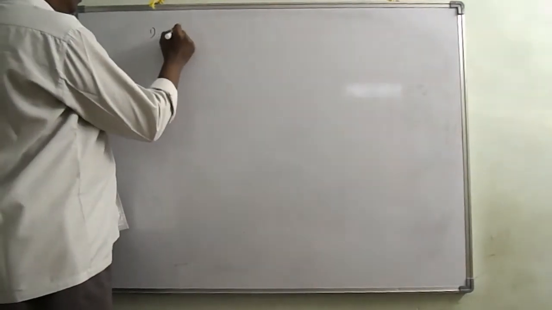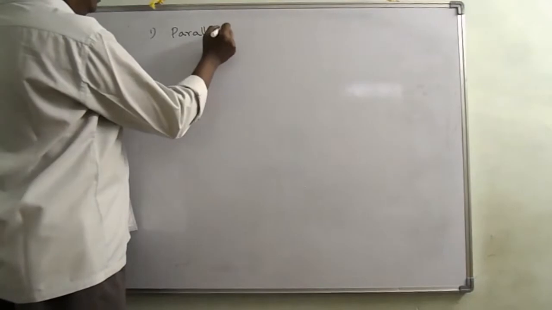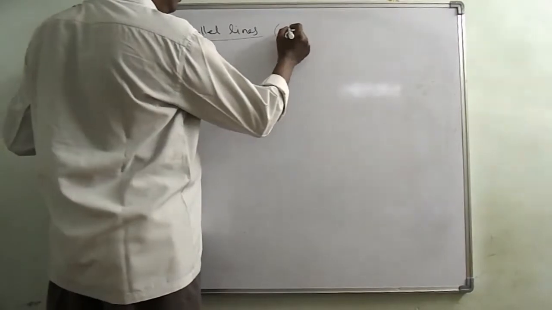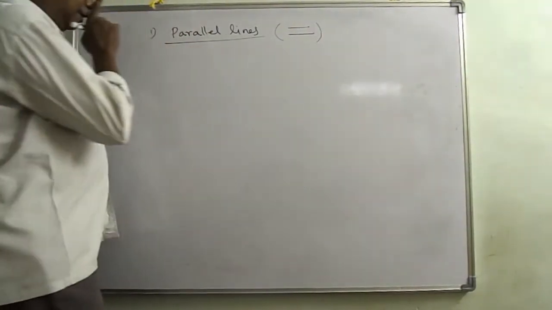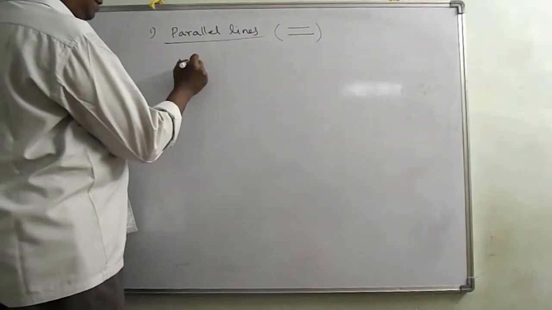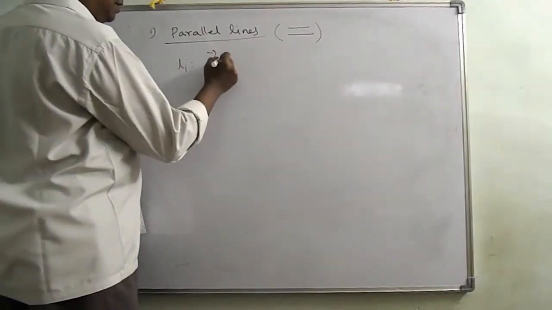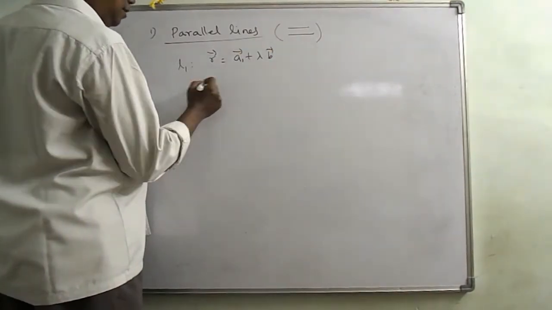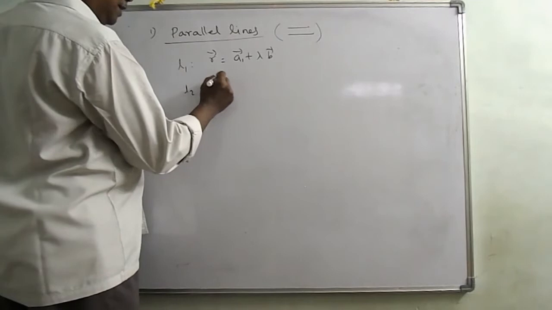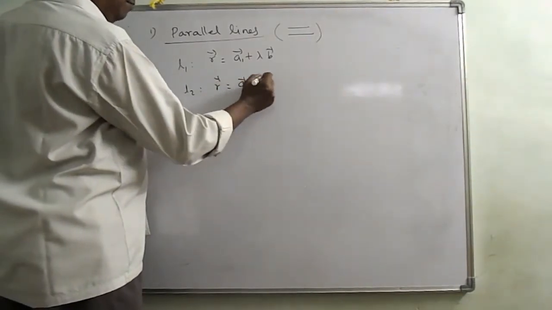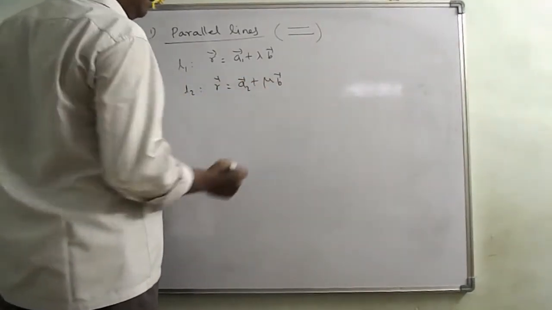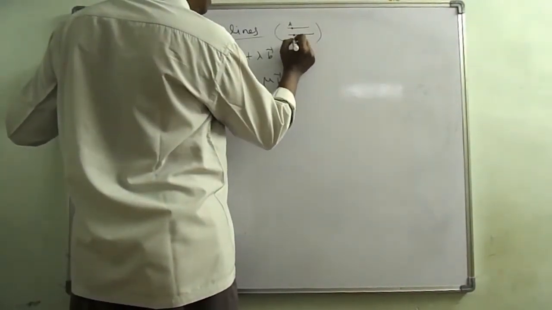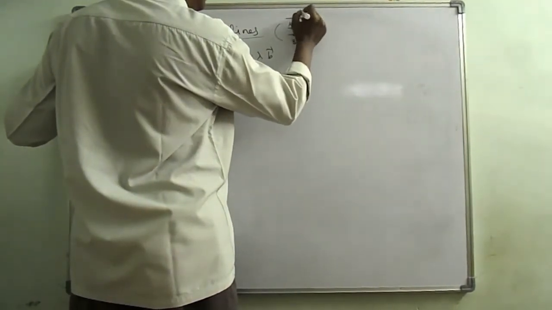First one, parallel lines. Consider two parallel lines L1, L2. Let line 1 be R vector equal to A1 vector plus lambda into B vector, and line 2 be R vector equal to A2 vector plus mu into B vector. That is, each line passes through a different point, and they have a common vector B vector.